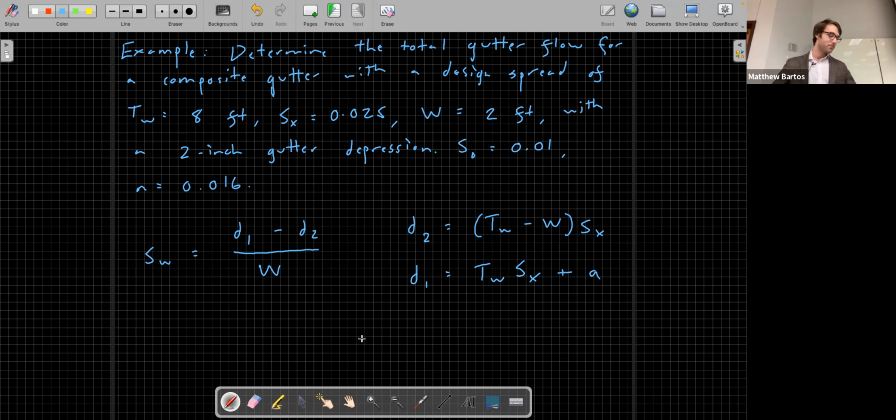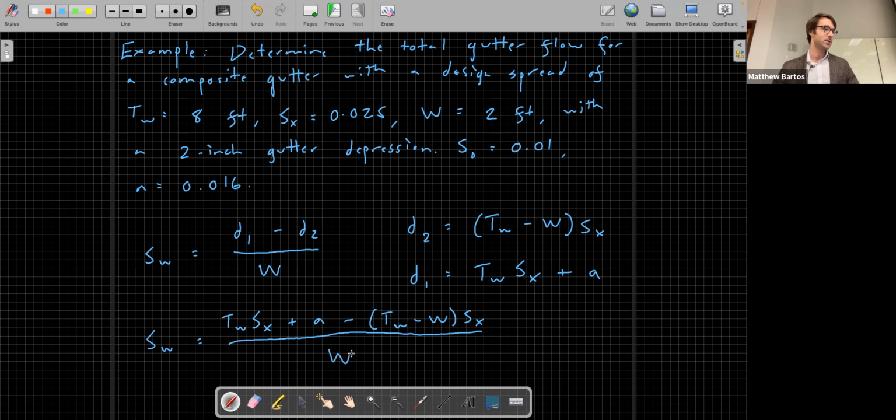Okay, and now we pretty much have an expression for our steeper slope. This is equal to T sub W times S sub X plus A, that's the D1 term here, minus (T sub W minus W) times S sub X over W. And as we simplify this, what we get is A over W plus S sub X.